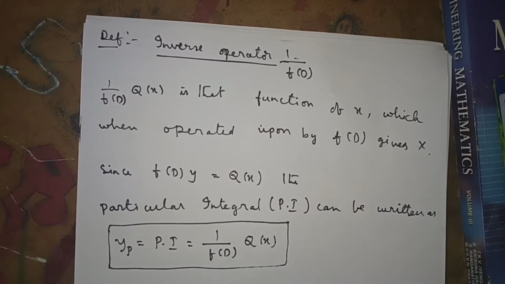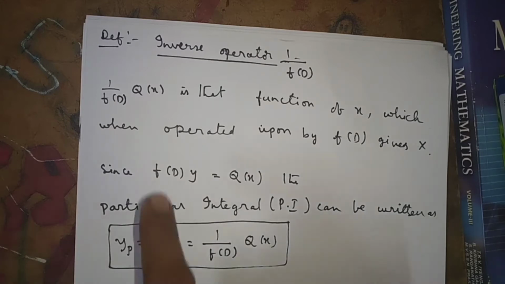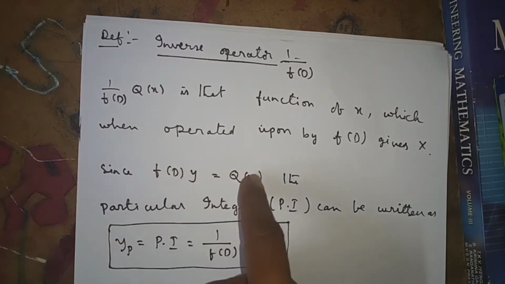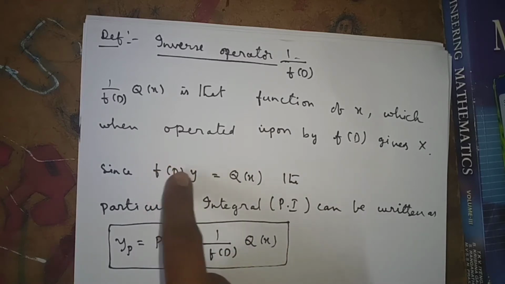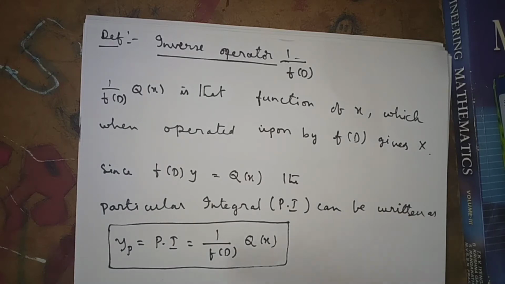1 by f of D is called inverse operator. We have to find f of D into y is equal to Q of x. Finding the particular integral of f of D into y is equal to Q of x. To find the particular integral, yp is equal to particular integral is equal to 1 by f of D into Q of x. To find the particular integral, we need to use 1 by f of D.